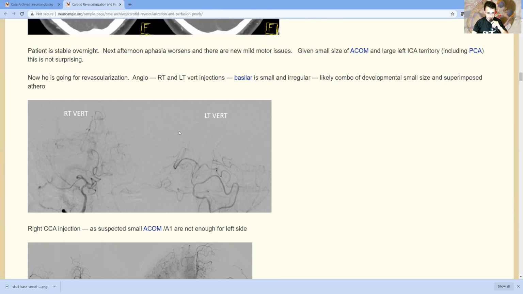Patient worsens after like 24 hours, so we take him in. Here's the vert views. Now the verts are probably a combination of athero and developmental hypoplasia, right? Remember those fetal PCOMs? So this basilar isn't going to be too big, but you see how ratty it is. That basilar probably has some superimposed athero on it.